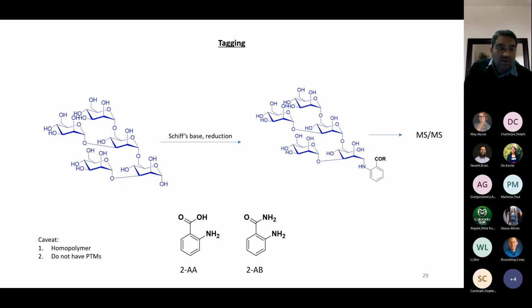But we should not use this when PTMs are there, when these post-translational modifications are there, because this reaction actually destroys all the ester groups and all the labile functionality a molecule may have.